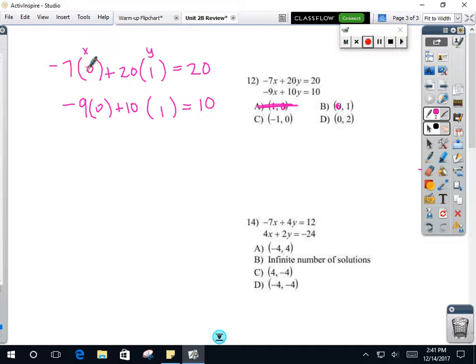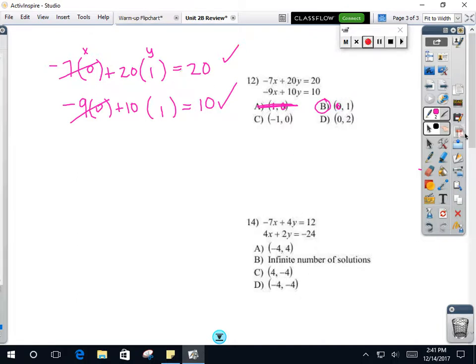What's negative 7 times 0? 0. What's 20 times 1? Isn't 0 plus 20, 20? Okay, negative 9 times 0 is 0. 10 times 1 is 10. 0 plus 10 is 10. So that's the right answer because that's the one that when plugged in both equations worked.